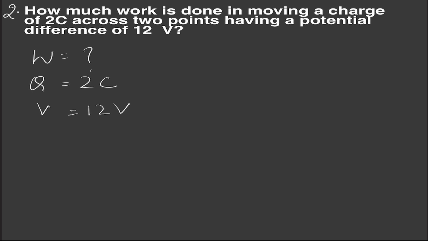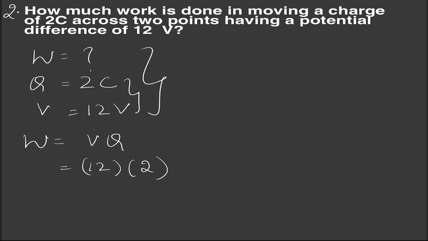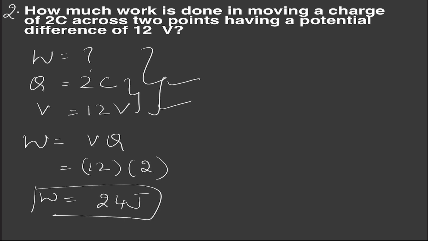Which is the equation or the formula that relates these three parameters? That is W is equal to V into Q. In place of V I will substitute 12. Then in place of Q I substitute 2. Since both the parameters are in the SI unit, I can substitute them directly. So 12 twos are 24. What is the unit of work done? It is 24 joules. Hope this numerical is clear.